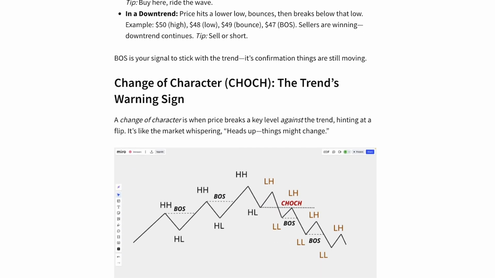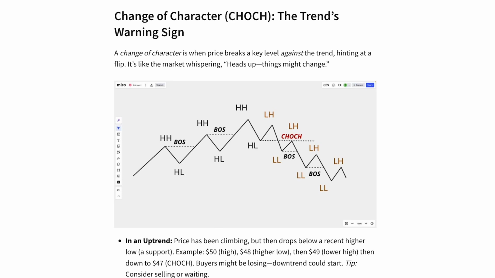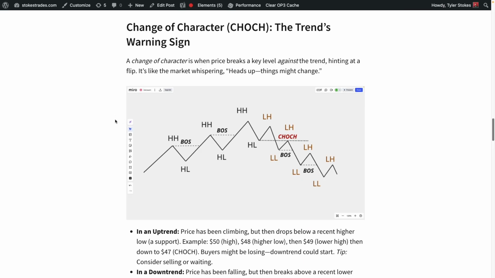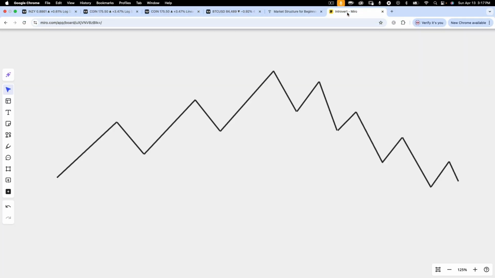And then the other term that we have here is called a change of character. And that's a warning sign saying that the trend might be changing. So a change of character is when price breaks a key level against the trend, hinting that it could be a flip. It's the market maybe whispering, hey, things might be changing. So let's jump over to a diagram, and we're going to go over these in detail so we can understand them fully.